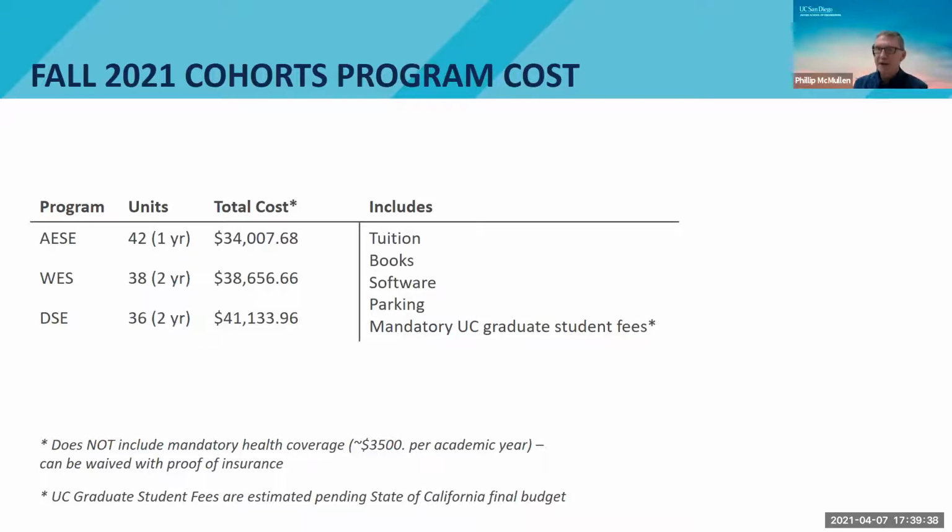In general, we're very transparent, as we think it's important for you to understand the cost of the program. So the AESE, the WES and the DSE costs are noted there. What's included is truly all-inclusive. It is your tuition, your books, software, parking on campus for campus days, and mandatory UC graduate student fees. It does not cover mandatory health coverage, but you can waive that if you show that you have health coverage through another entity.